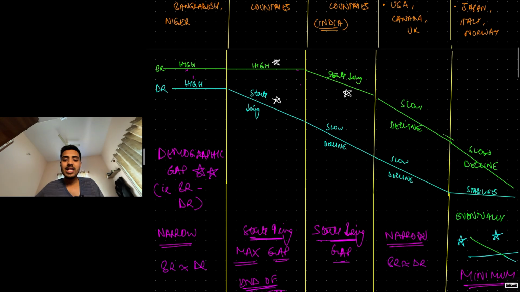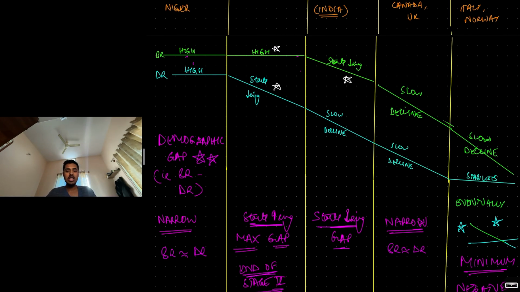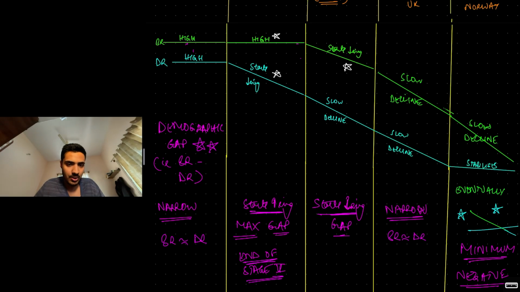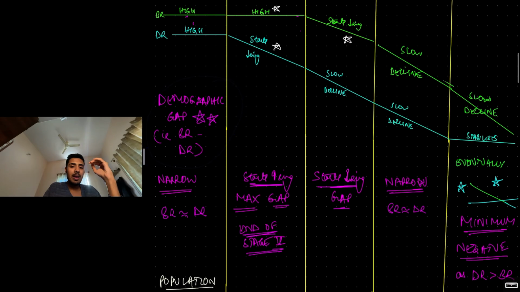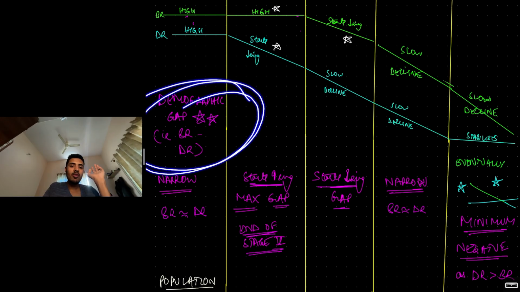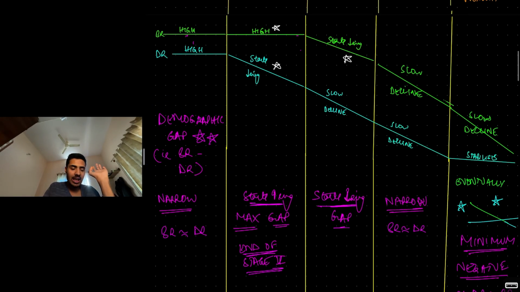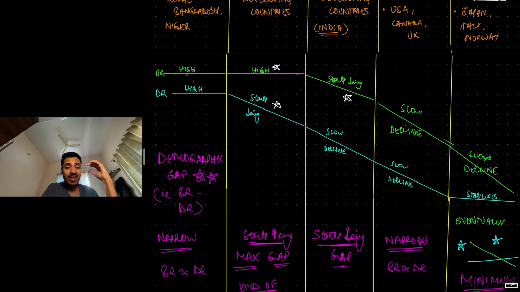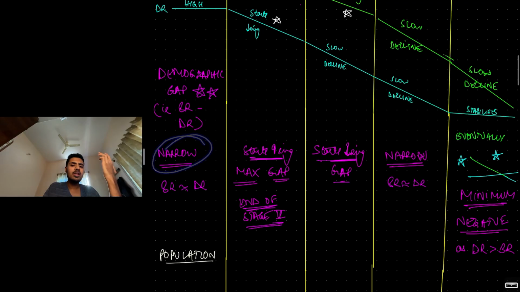So basically what happens? Initially, when a country starts, birth rate is very high. Let's assume that India in the 1940s, 1950s, the country is born. Birth rate is very high, death rate is very high. What is demographic gap? Demographic gap is the difference between birth rate and death rate. Birth rate minus death rate is equal to demographic gap. Very important. So when the birth rate is high and the death rate is also high, many people are being born, many people are dying, the demographic gap is narrow because birth rate is almost equal to the death rate.